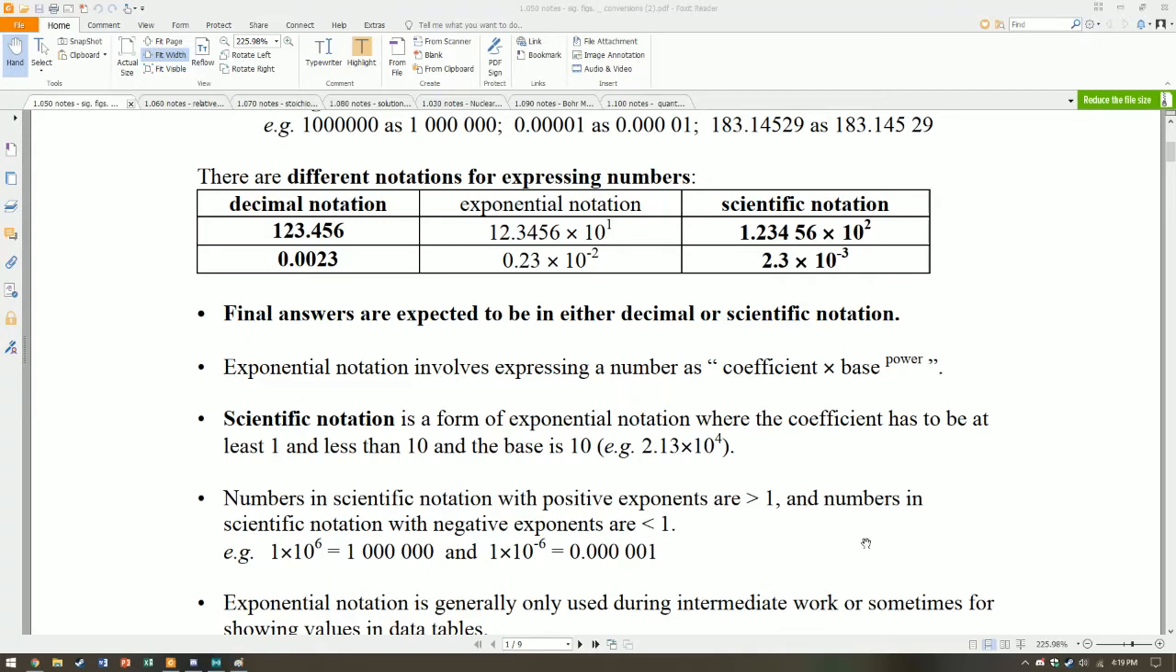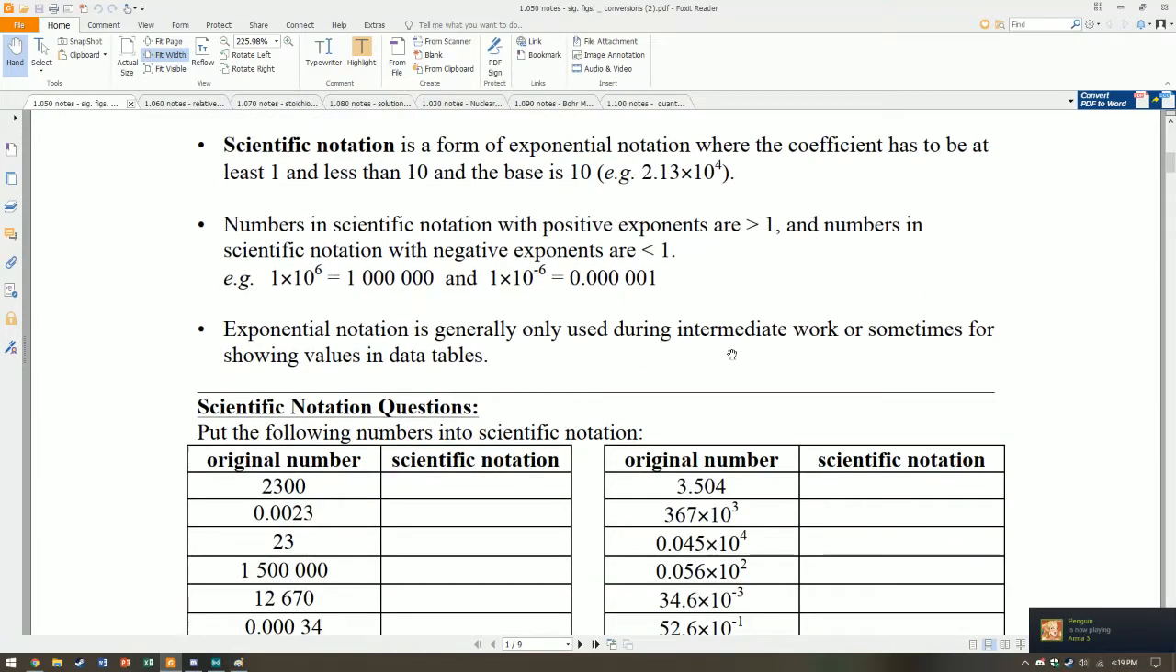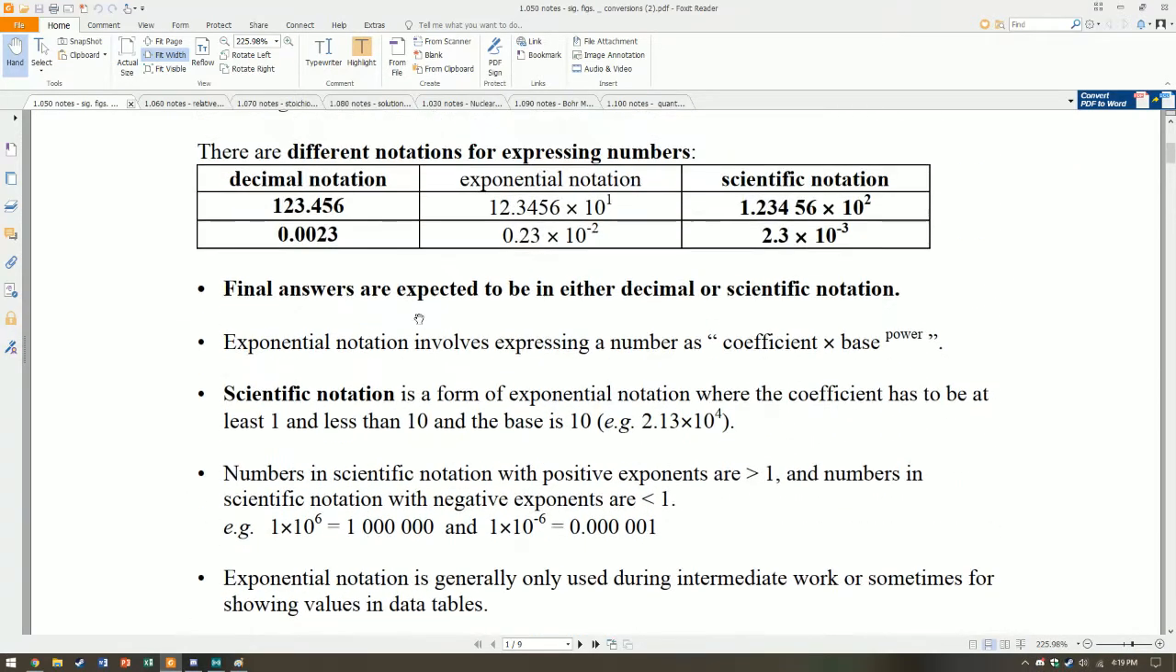Sorry about that. So scientific notation is a form of exponential notation where the coefficient has to be at least 1 but less than 10, and the base is 10. So this number can be between 1 and 9. It can't be 10. And then you have times 10 to the something. We use it to express really big numbers and really small numbers. If the exponent is negative, we have a really, really small number. If it's positive, you have a really big number.